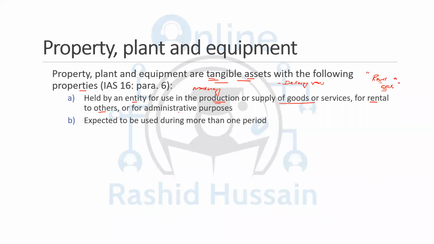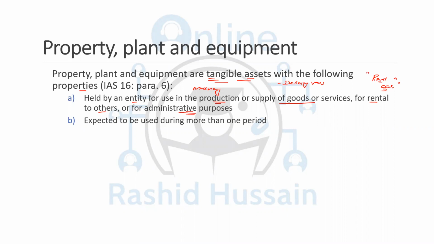Or for administrative purposes. For example, when you see the office, we have many things within the office which are being used for administrative purposes. For example, we have laptops, computers, printers, scanners, projectors, other fixtures and fittings. There are many things which are being used in the business. So you need to understand the scope of the standard.